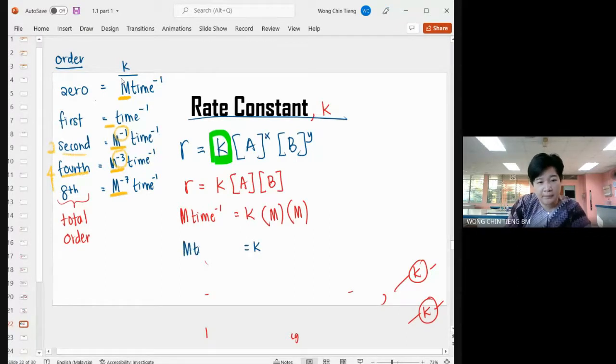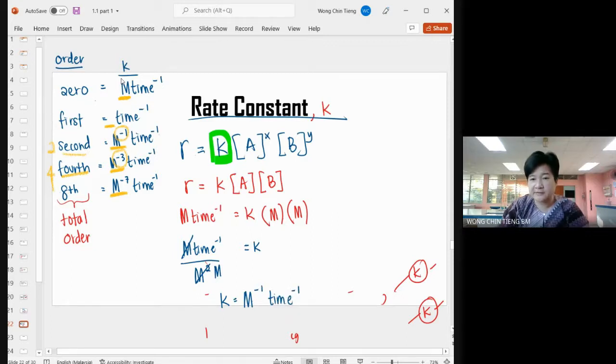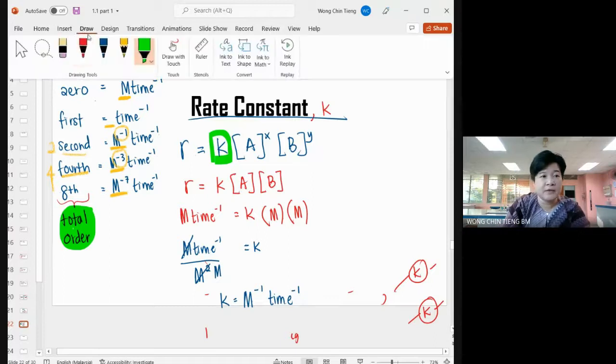You will then have your M time negative 1 over M kuasa 2. Nampak? Cancel off the M, kamu tinggal 1 M. So, K kamu akan tinggal M negative 1 time negative 1. See that? Dan just nak ingatkan, sekarang kita ada dua jenis order: order of the reactant and order of the reaction. So order yang menentukan unit K mesti adalah total order, jumlah. Okay, ingat yang tu, jangan ambil satu-satu.